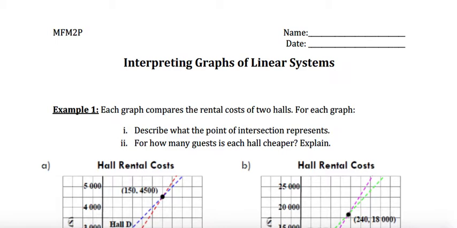Systems of equations is two lines that we graph on the same set of axes that we are going to then interpret based on the context of the question.